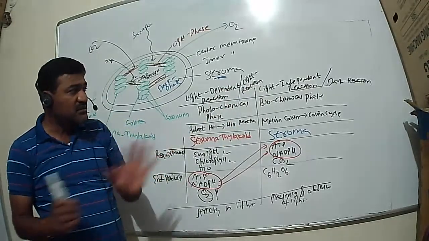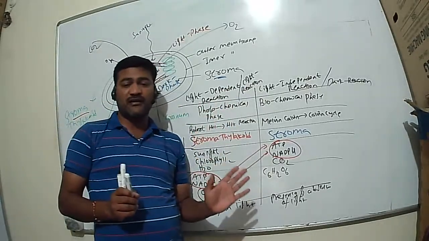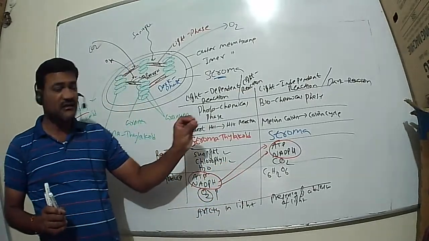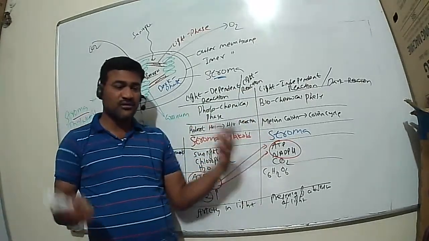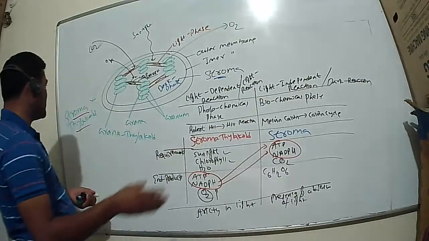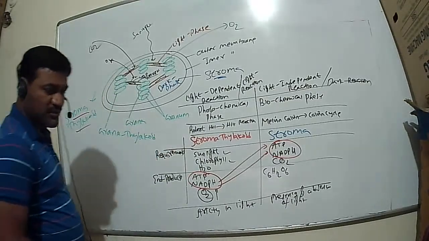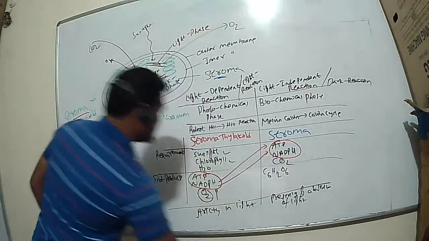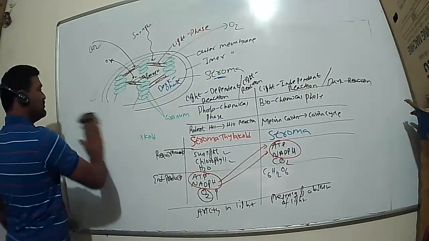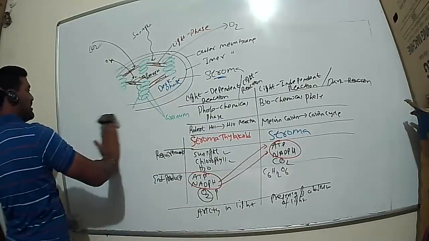So dark phase doesn't mean that it occurs in the dark. This is very, very important. It just means that it is light independent. It can occur both in the presence and absence of light. But sometimes they might ask you a question like this: draw the flow chart which shows light reaction and dark reaction.